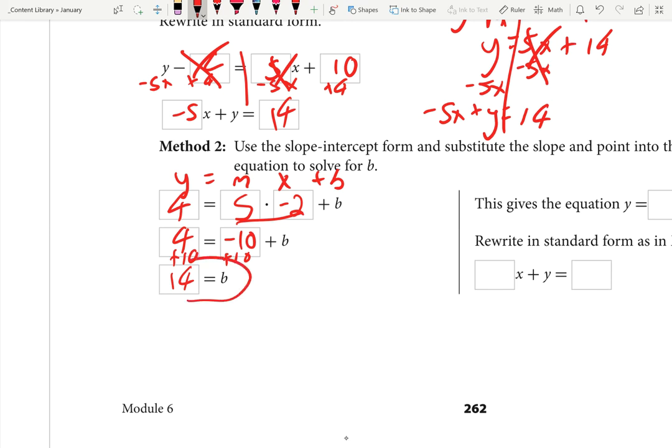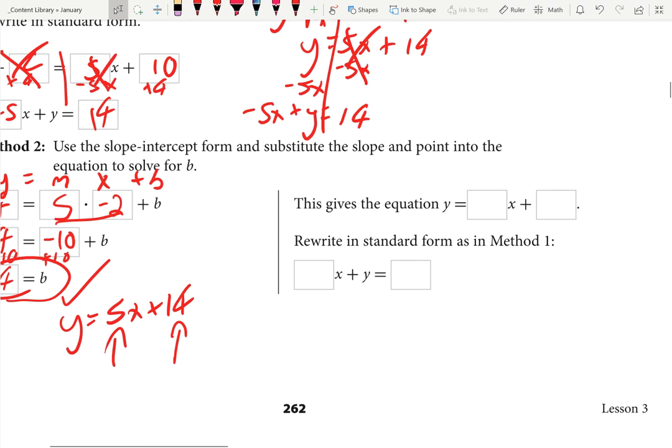Remember, this is not the answer. This is just telling me what the y-intercept is. So I know now that the equation is y equals 5x plus 14. Because remember, I already knew the slope was 5. It said in the problem. But after doing this math, I know that the y-intercept is 14 now. So I know I have the equation y equals 5x plus 14.